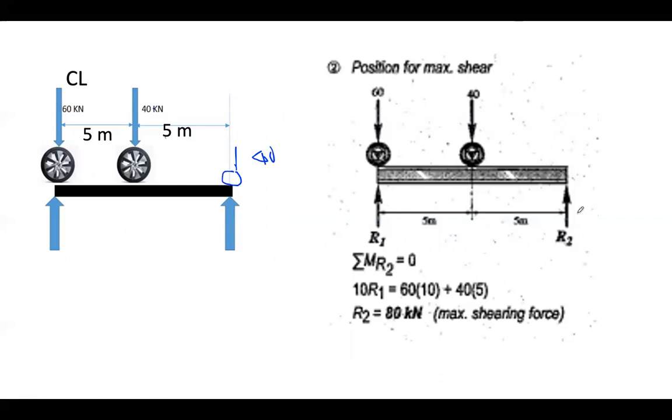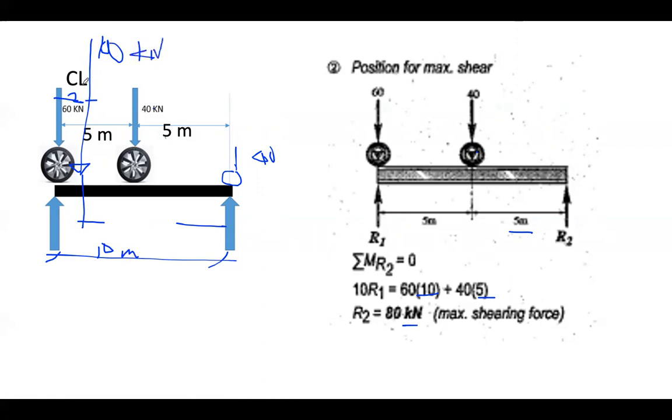Ito na nga, mag-take moment ka dito sa R2. 60 times 10, 40 times 5, you get R2 is equal to 80. Pero meron din isa, di ba, meron tayo dito resultant na 100. Ang distance dito is 2. Pwede din itong gamitin nyo. Ang distance mula dito, if this one is 10 meters, this is the maximum na 100 kilonewton. Kung 2 ito, 8 meters, we can also compute here R2.